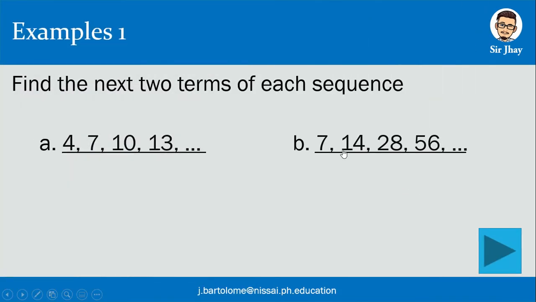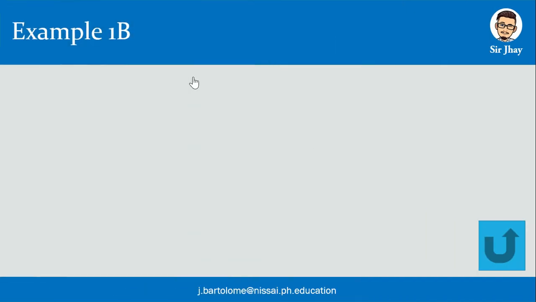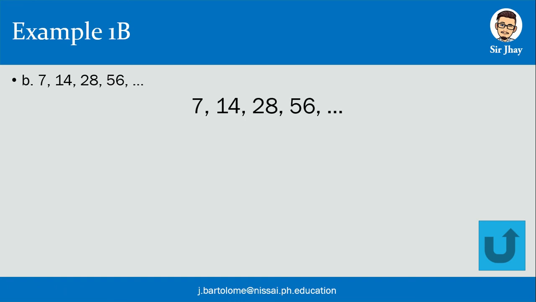Let's have the second example. We have 7, 14, 28, and 56. Now let's look at the pattern. If we subtract 7 from 14, it gives us 7. If we subtract 14 from 28, it gives us 14. And if we subtract 28 from 56, it gives us 28. So the first method is not applicable to this type of sequence.